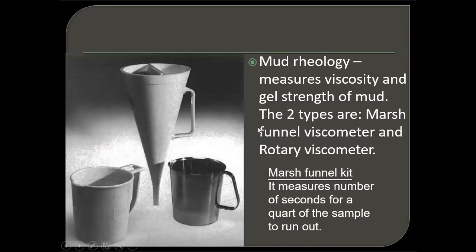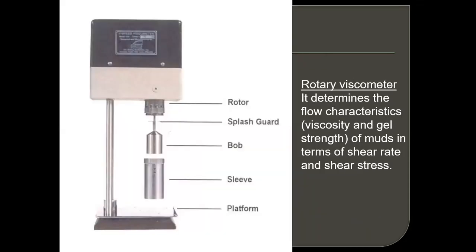Then if you want to change the viscosity, we have the Marsh funnel viscometer. As you know, sometimes we have to change the viscosity of the mud, so we use this kind of equipment. It's a very simple cone, and based on the time, we measure the viscosity. Also, this one is very cheap to buy, so maybe I will recommend that the university buy them next semester.